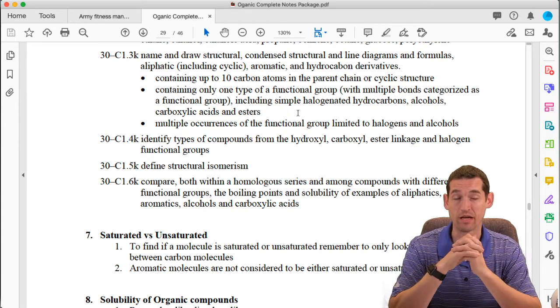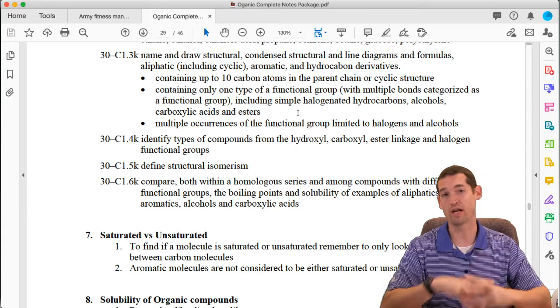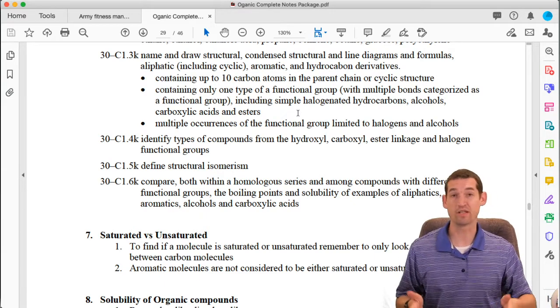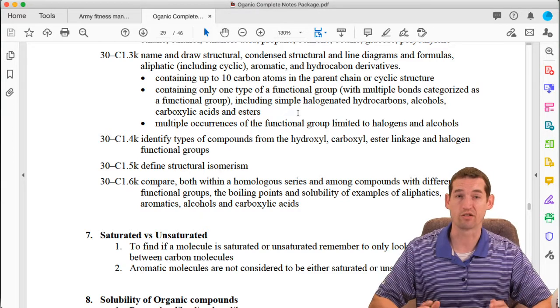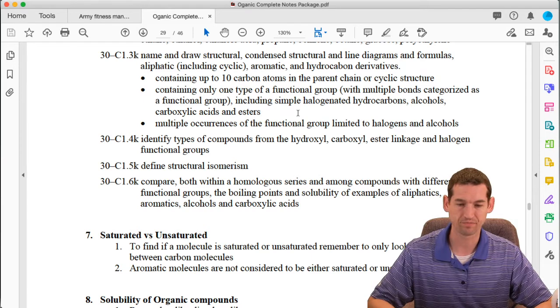So that's big, right? Every lesson we've spent a lot of time on practicing and learning the families, how to name them, how to draw them appropriately. So that 1.3, that's a huge chunk of the test.